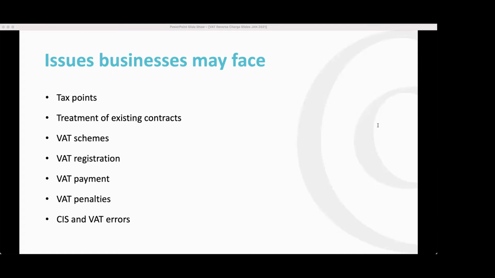Some adjustments are not errors, and these are bad debt relief claims, credit notes, pre-registration or post-registration VAT reclaims, and capital goods scheme adjustments. It is only if the original adjustment under these schemes was incorrect that you would complete an error notification.